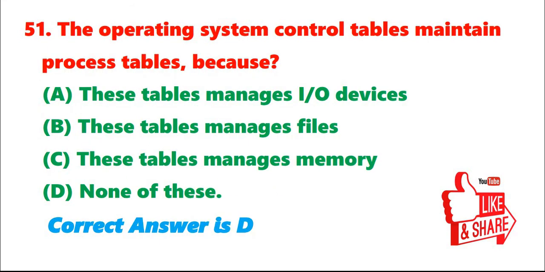51. The operating system control tables maintain process tables, because: A. These tables manage I/O devices. B. These tables manage files. C. These tables manage memory. D. None of these. Correct answer is D.